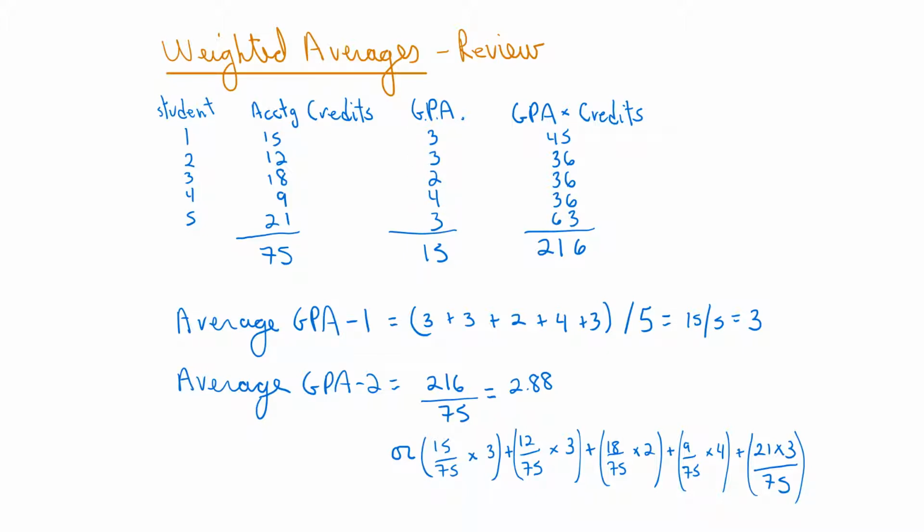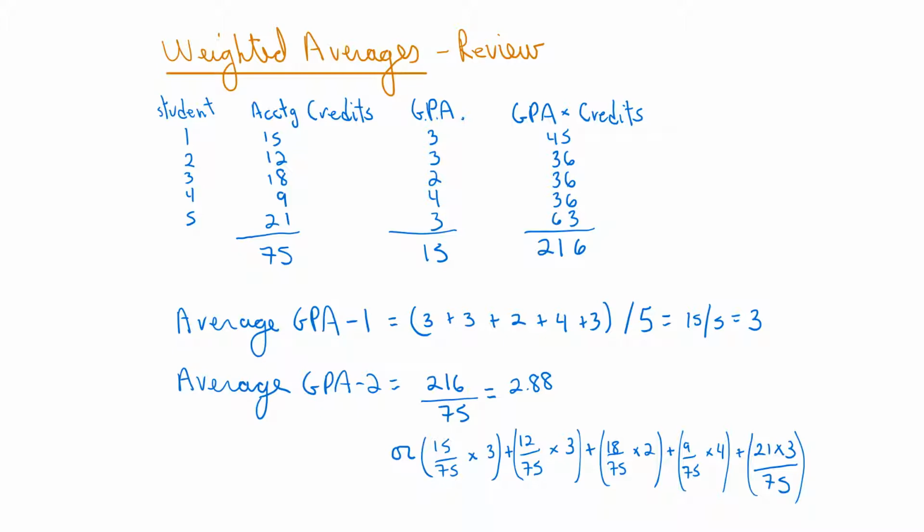Now, if we wanted to calculate the simple average GPA, we would just take the total amount of GPA, right? 3, 3, 2, 4, and 3. So the total is 15, and we would divide by the number of students. Well, there are 5 students. So 15 divided by 5 gives us an average GPA of 3. But the problem with that is that implicit in the calculation is that each student is taking the same number of accounting credits, but that's not true.